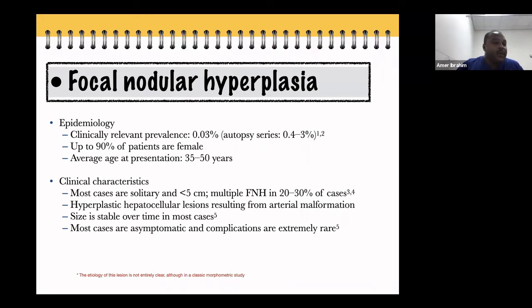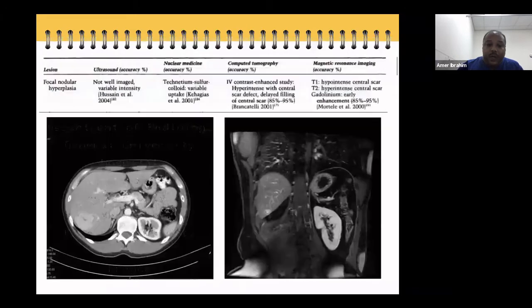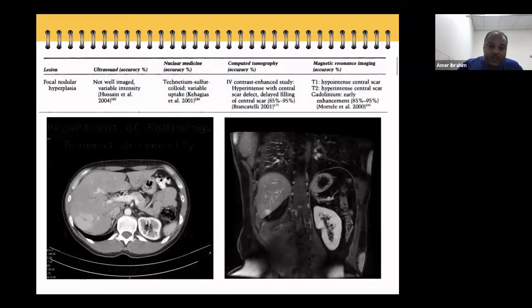And what is this focal nodular hyperplasia? It's a hyperplastic hepatocellular lesion in relation to a congenital AV malformation. The size stays stable for years, and in most cases it's asymptomatic and doesn't need any kind of intervention. So how does it present on the CT scan, and how can you diagnose it? It's a homogeneously hyperintense tumor on the CT scan.